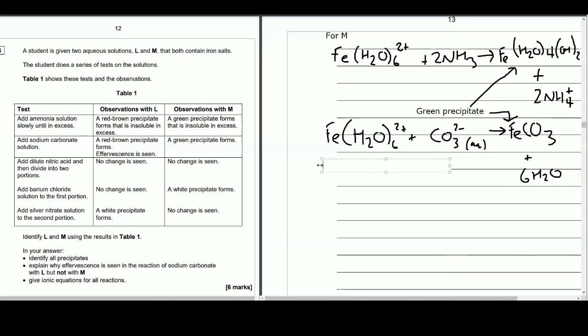Okay, so we've got our two precipitates here. They're both green. One is FeCO3, one is Fe(H2O)4(OH)2. Now, the Fe2+ ion is not polarizing enough to form carbon dioxide, hence why we had no effervescence with observation M with the sodium carbonate solution.